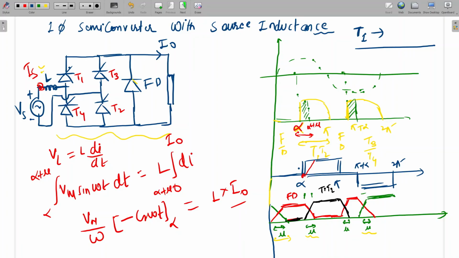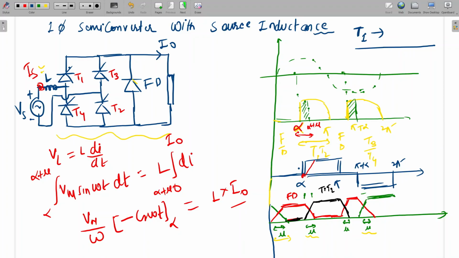Without inductance effect, let's say the inductance effect is not there, then what will be the conduction angle? Pi minus alpha, yes. Now you see the waveform again. I have drawn the T1 T2 current with black color.